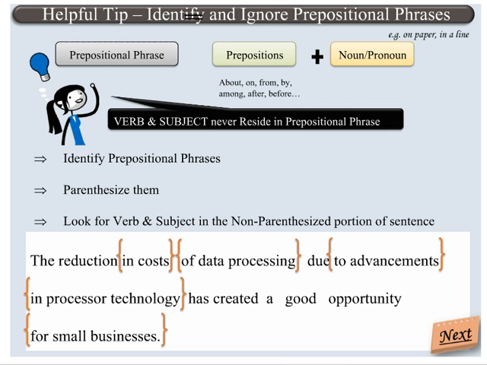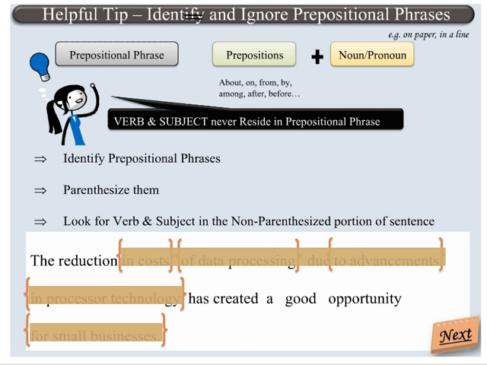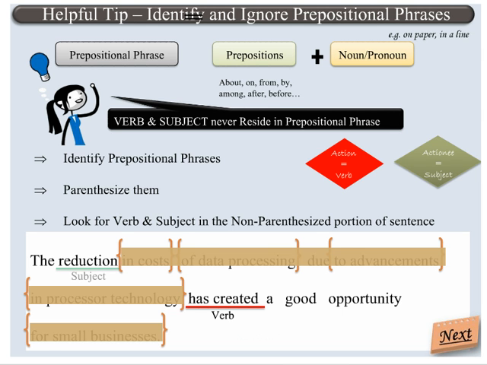Next, we will ignore these prepositional phrases for our subject-verb analysis. And as you can see, our long sentence is now shortened. Now look for the action, has created. And now look for the entity performing the action, reduction.